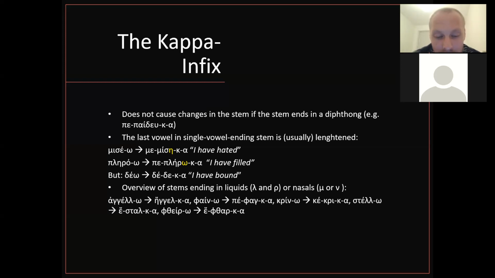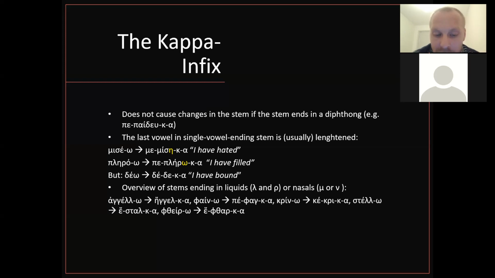Thus, angello, I report, becomes engelka. So no changes here in the stem ending consonant, while phaino, I show, becomes pephanka, with the stem ending nu changing to a gamma, and the stem beginning phi reduplicated as a p. Whereas krino, I judge, becomes kekrika. So here the final nu disappears as it meets the kappa infix in the active perfect form.